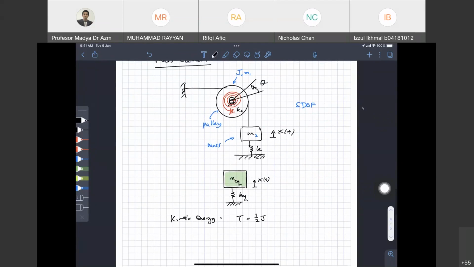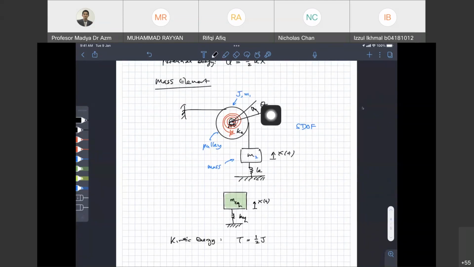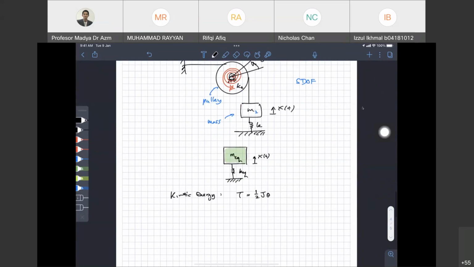But what is rotational velocity? You have theta, so you have theta dot. Theta dot means d theta over dt. Remember velocity? If we have x, then velocity should be dx over dt. So we call it x dot, or velocity, or this one we call it omega. Okay, so a half J, we put it omega square.